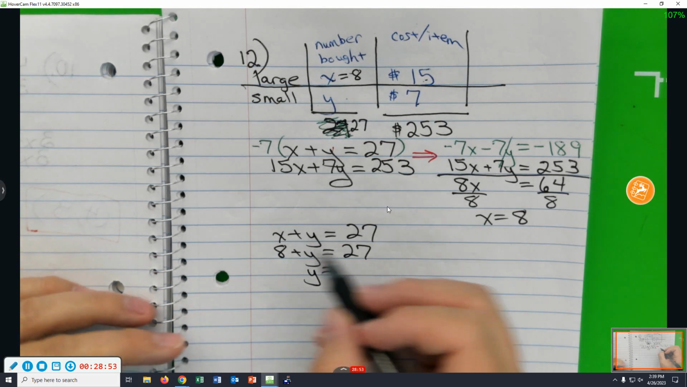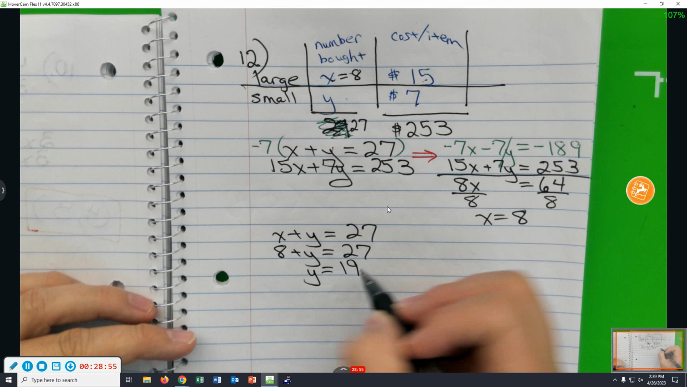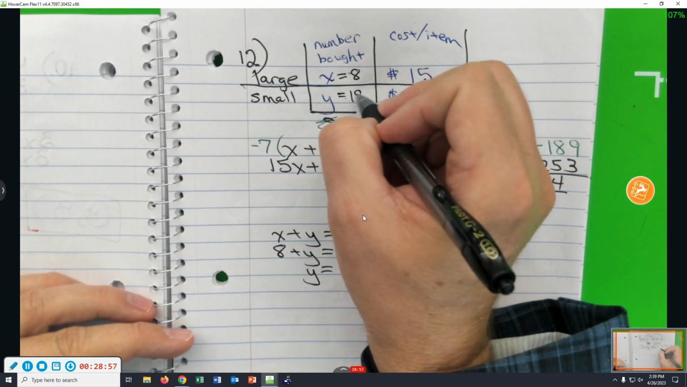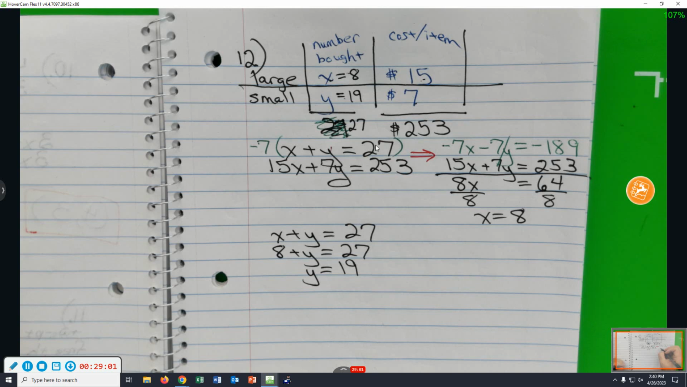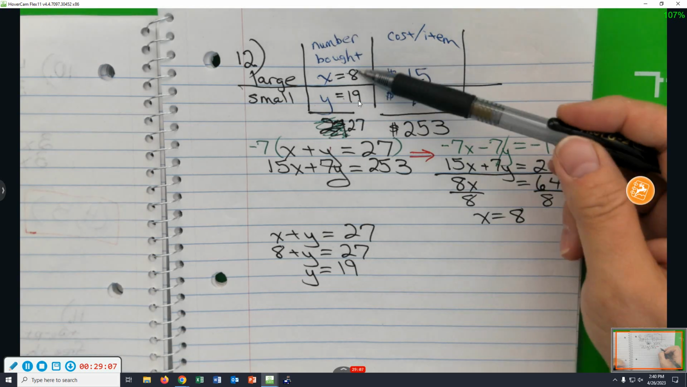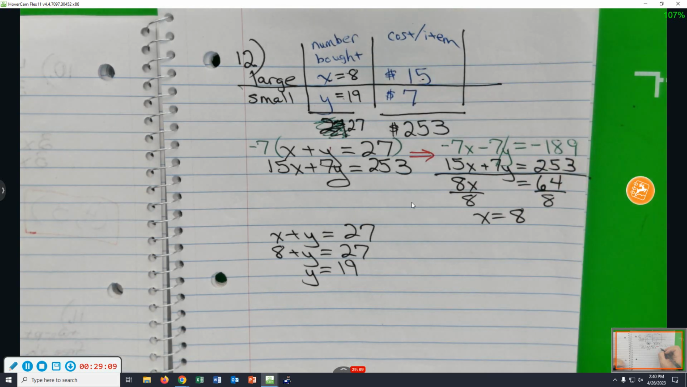Okay, 27 minus 8 gives me 19. I agree. Give me just a minute here. Yeah, but she bought 27 frames altogether. 8 of them were the large ones, so I'm like, 19 have to be the small frames.